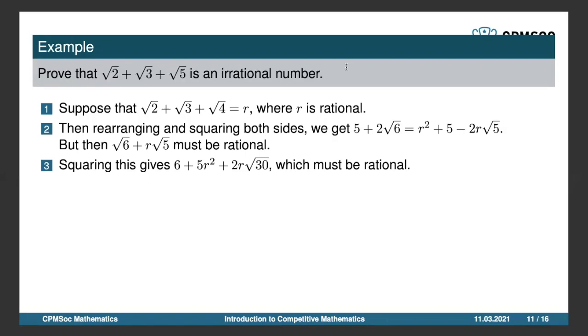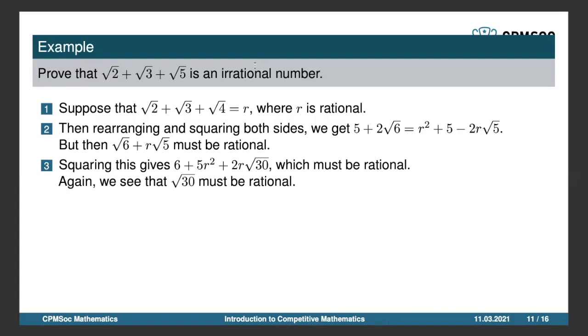And if you square both sides again, you'll get 6 plus 5R squared plus 2R square root of 30 must be rational. And if you subtract 6 plus 5R squared, you'll still get a rational number. And if you divide by 2R, you'll get square root of 30 has to be rational. Yes, now we see square root of 30 has to be rational.